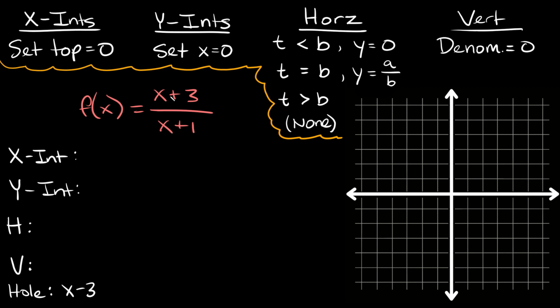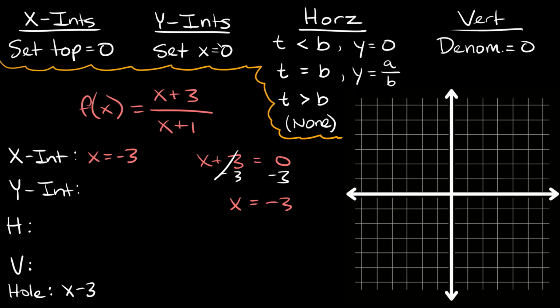So now we can start looking for the intercepts. So again, to do that, the x-intercepts, we just set the numerator equal to 0, right? So we're going to say x plus 3 is equal to 0. We'll subtract 3 from both sides, so we get that x is equal to negative 3. All right, so an x-intercept at x is equal to negative 3.